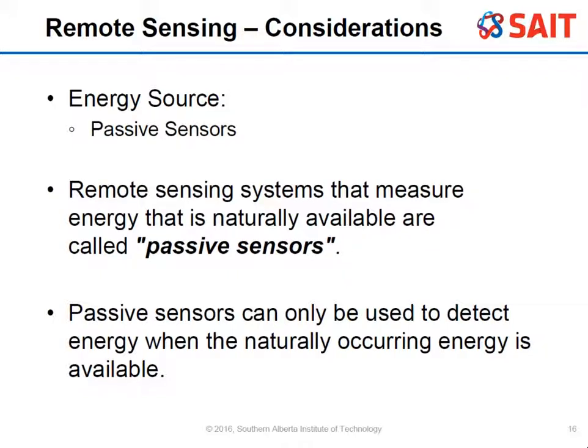It measures energy that's naturally available, so we don't actually have to enhance that energy, and it just is there for us to capture. So we can only use passive sensors if the energy is there. If the sunlight is there, we can see visible light. And same with infrared light. If we want to use thermal infrared, we need to have heat being produced, otherwise we won't see it.